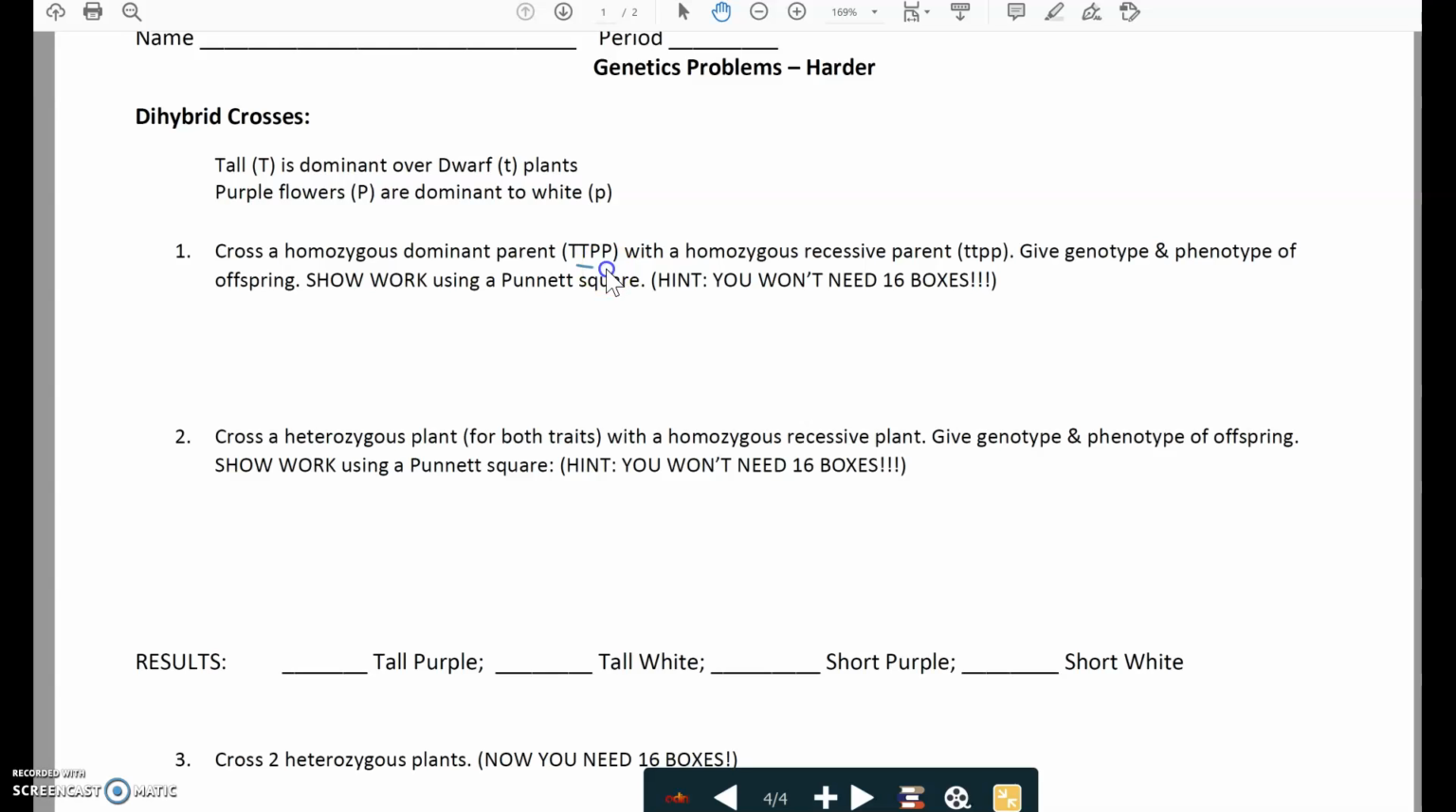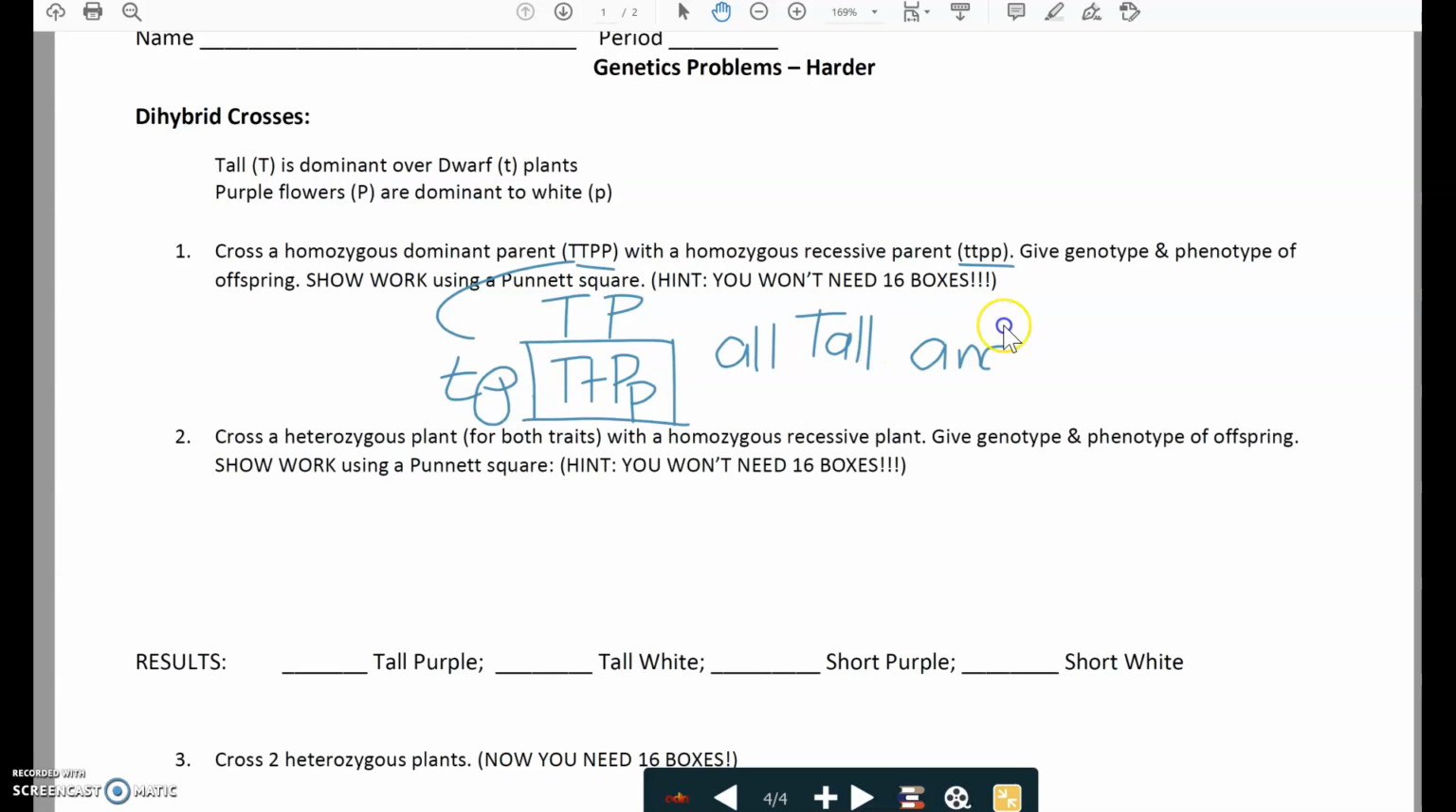So we said that our first parent could only give big T and big P. Our second parent can only give little t and little p. So if you wanted to make a Punnett square of this, you have to put a copy of T and a copy of P above each box in your Punnett square. All your offspring, we now put our T's back together and our P's back together. They are all going to be heterozygous, and they would be tall, and they would all have purple flowers, because those are the dominant traits according to this. Purple flowers are dominant, tall is dominant. So they would all be tall, they would all be purple.